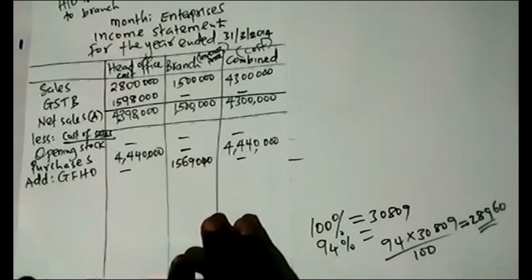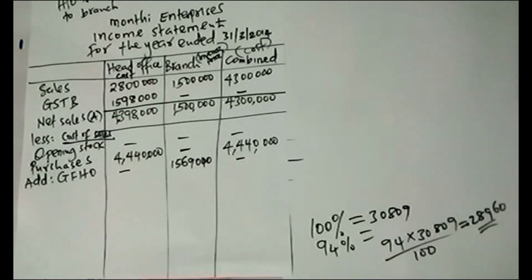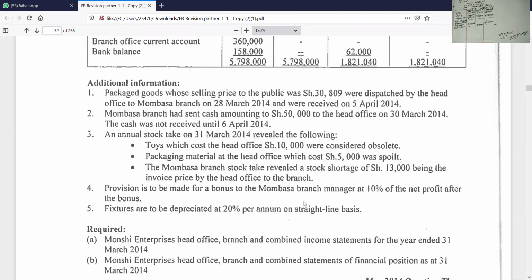After that, we have to talk about some of the items which can reduce our purchases or our stock. According to this question, there was a stock take which revealed some fishy things, whereby I can see that there were some obsolete goods, spoiled goods, and some shortage. That is according to note 3. An annual stock take on 31st March revealed the following. So we have to record this.